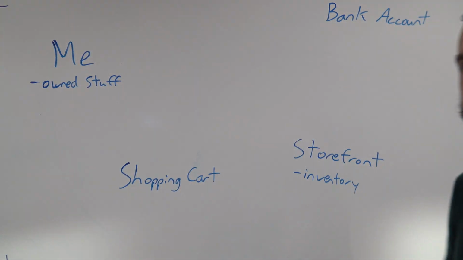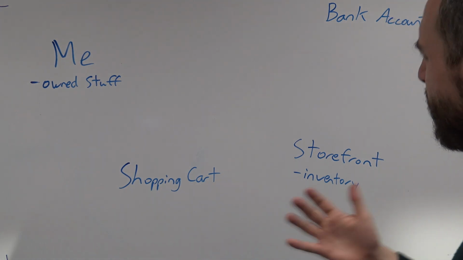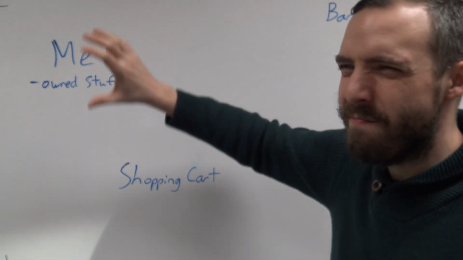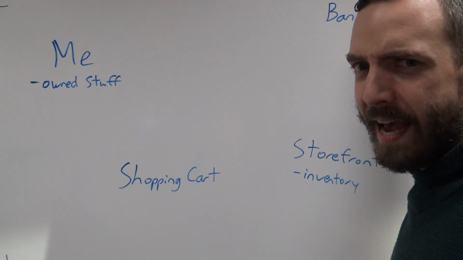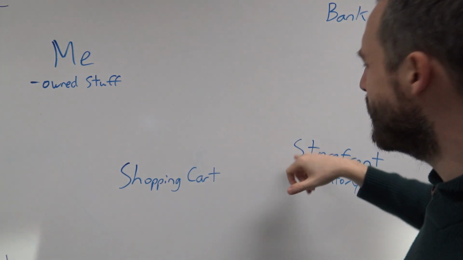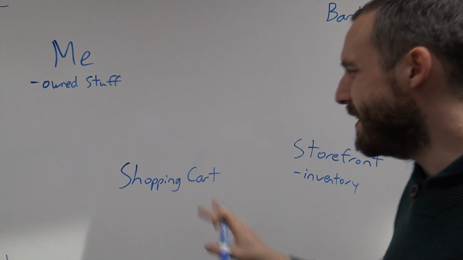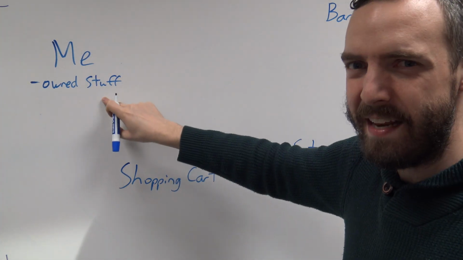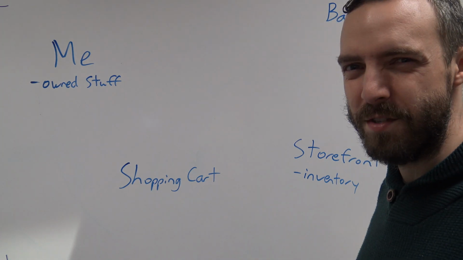My shopping cart. So just roughly jotted on the board, there's this idea of me and a bank account and the storefront itself and a shopping cart, which is kind of like this intermediary. It's like I've sort of committed to it, but I don't own it yet. I'm just holding on to items.